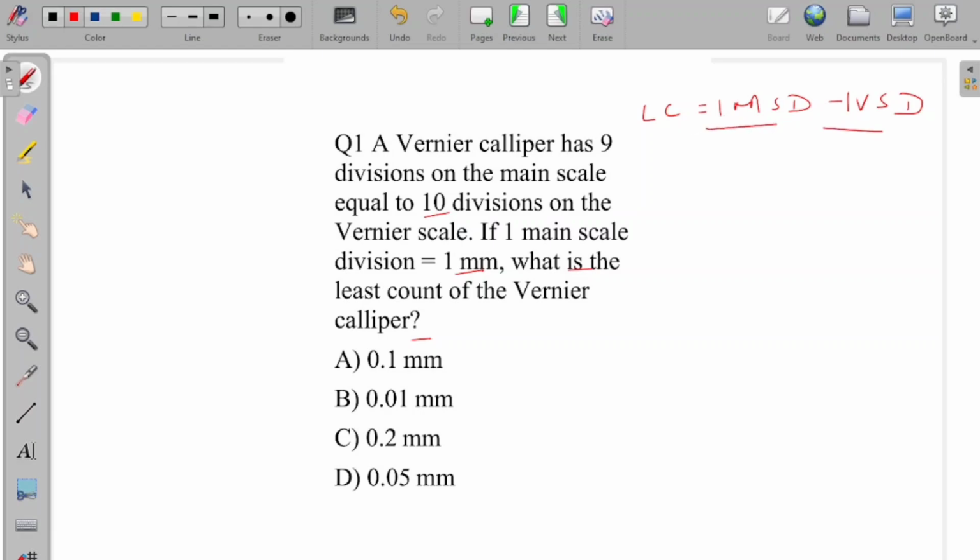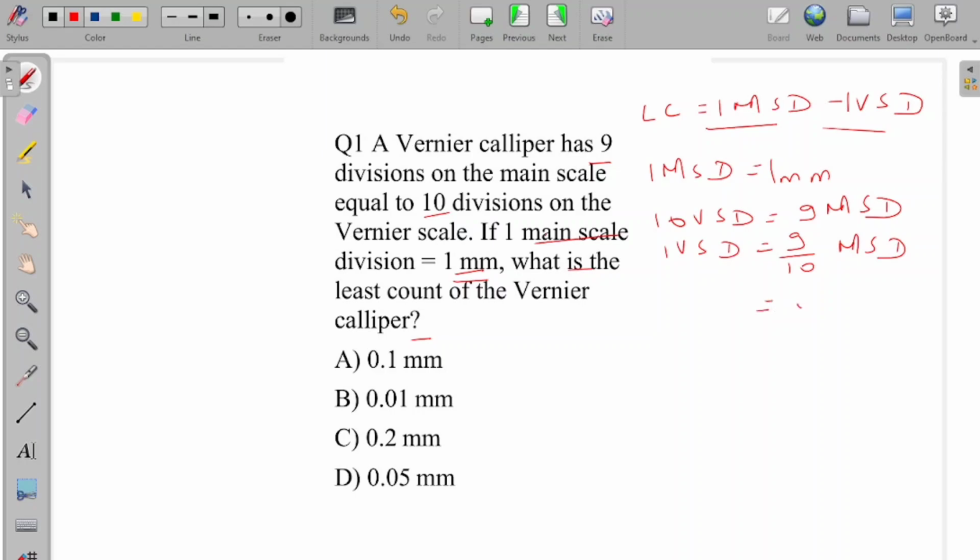Do we have 1 MSD and 1 VSD? In the question, 1 MSD is given. As we just read, one main scale division is equal to 1 millimeter. So this is equal to 1 millimeter. Now for one Vernier scale division, this relation is given which says 10 VSD is equal to 9 MSD. So this gives us the value of 1 VSD which is equal to 9 upon 10 MSD, and this gives us 0.9 main scale division. We know that one main scale division is 1 millimeter, so this becomes 0.9 millimeters.